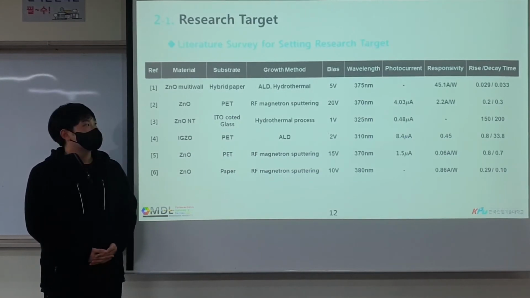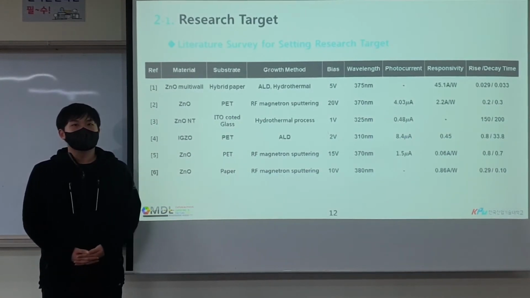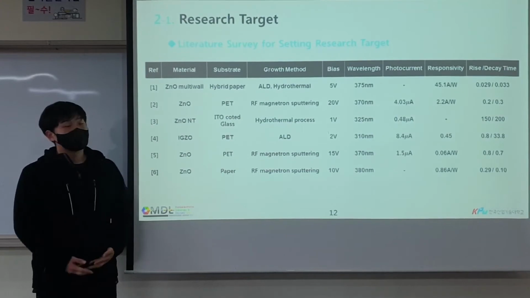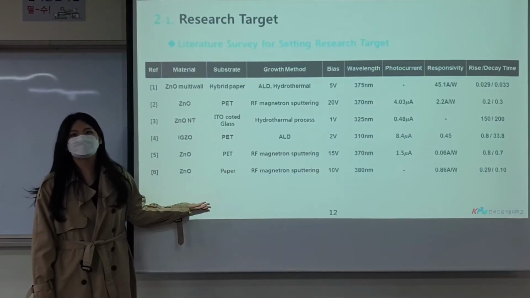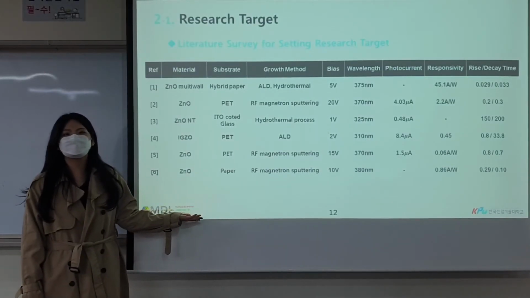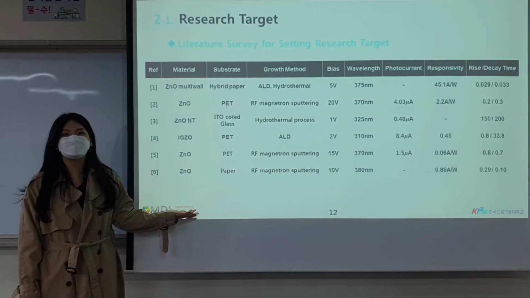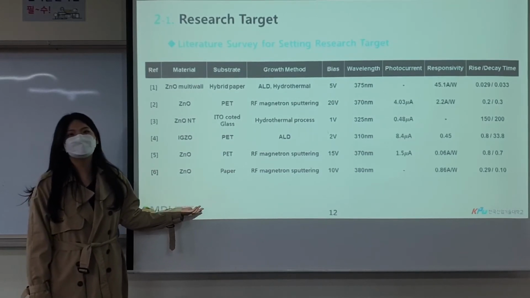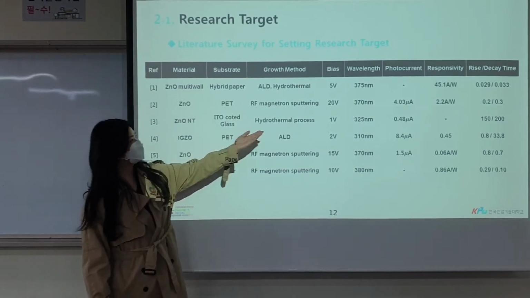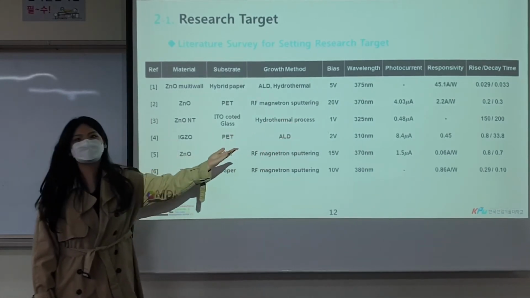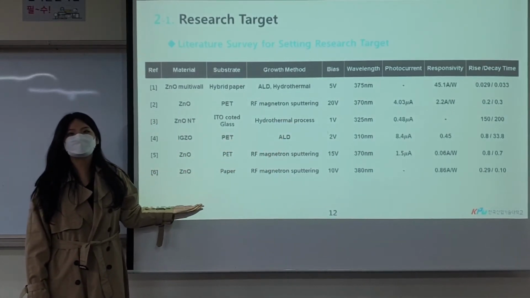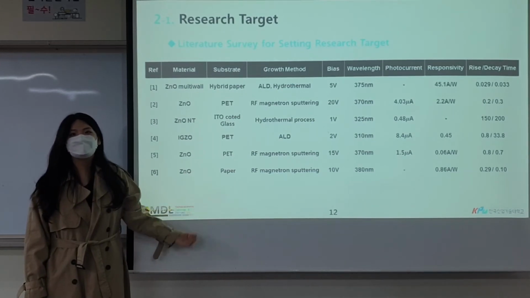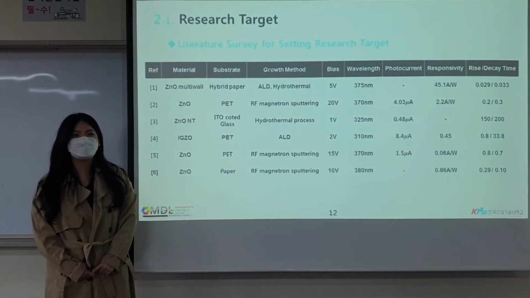The following section is the research target. Jae-eun Lee will talk about it. Would you look at the table on the screen? It is a table that summarizes data from research papers related to flexible UV sensors. The researchers focused on photocurrent, responsivity, and light decay time under specific bias and wavelength conditions. By referring to this, we have set up our research target.